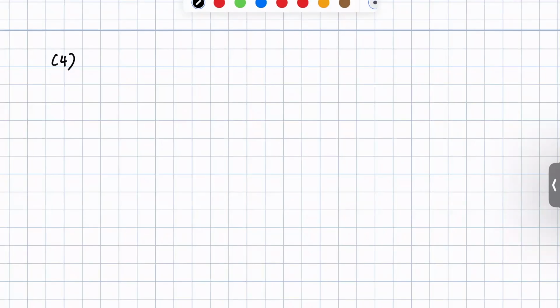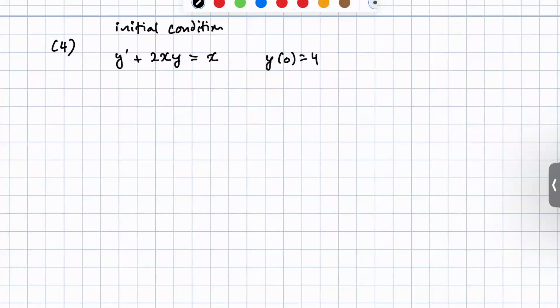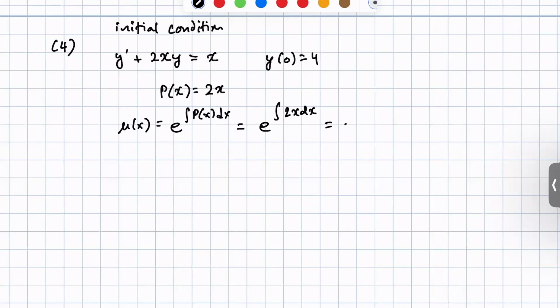Now let's do a problem with an initial condition. So I have, let's try y prime plus 2xy equals x with y of 0 equals 4. So here I have my p of x is equal to 2x. My integrating factor is e to the integral of p of x dx, which is the integral of 2x dx, which is e to the x squared.